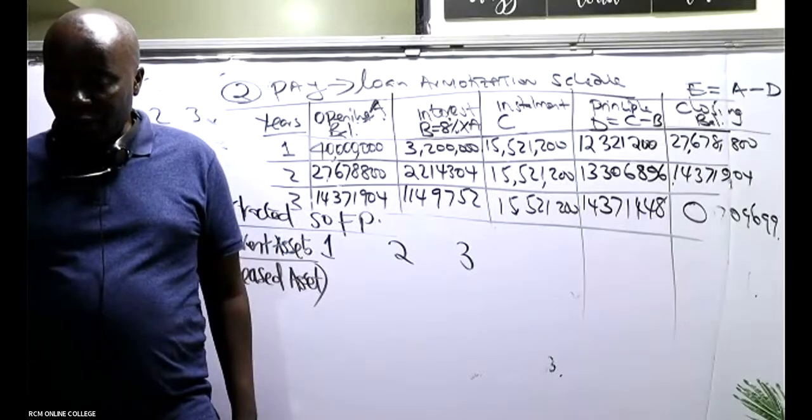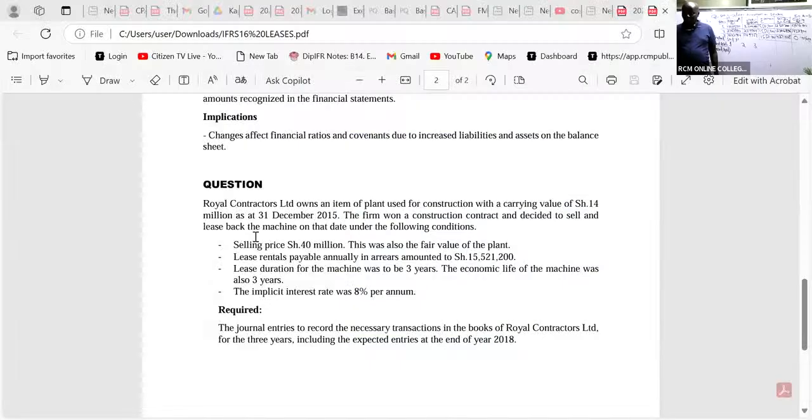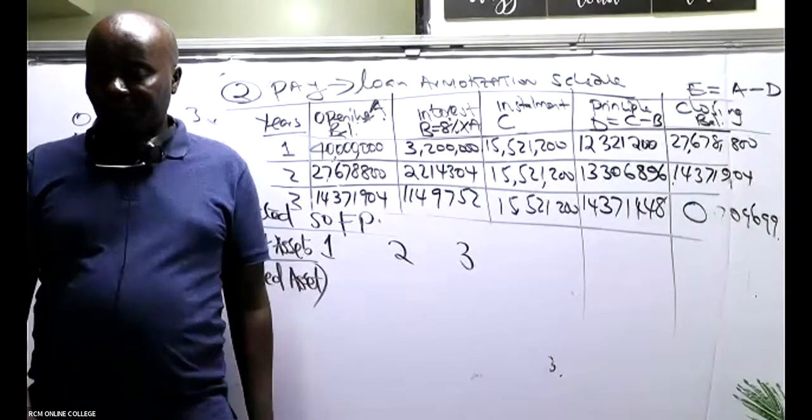Thank you very much, Irene, for jumping in. So remember, tumeambiwa kwamba this thing was sold for 40 million, right? And yet it had a carrying amount of 14. Look at that gain. So 40 minus 14, which gave us 26.